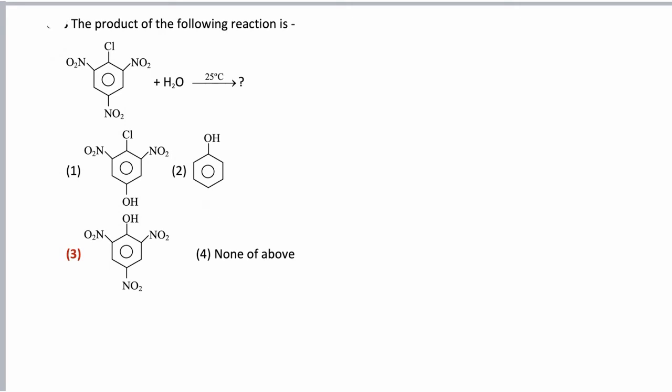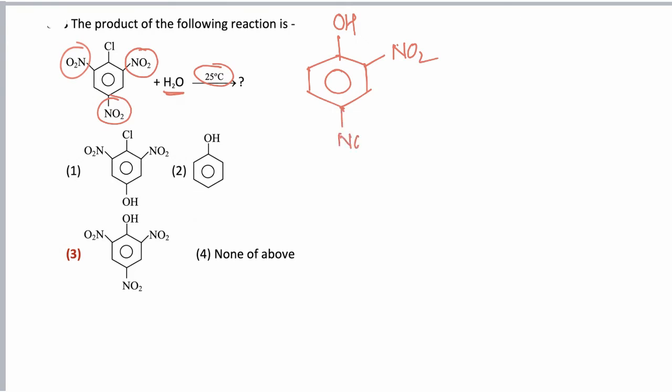When trinitrochlorobenzene is reacted with water, since 3 electron withdrawing groups are present, the reaction will still continue at a low temperature of 25 degrees Celsius. If 3 nitro groups are not attached, then we have to heat, but in this case the reaction will continue at 25 degrees Celsius. So when water attacks, the Cl group is removed, and in place of Cl, the OH group will be attached, and trinitrophenol, picric acid, will be formed as the final product of the reaction, and hence the correct answer is 3.